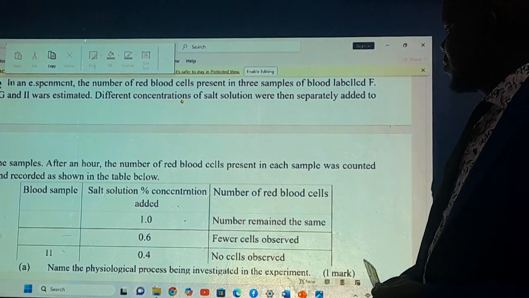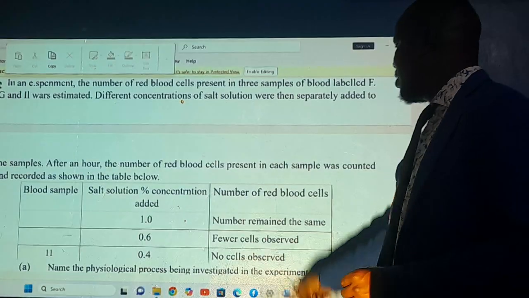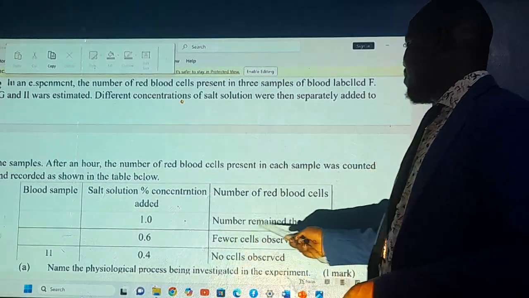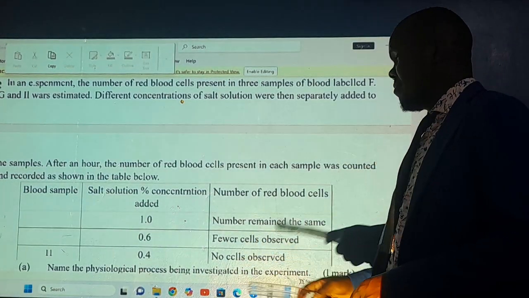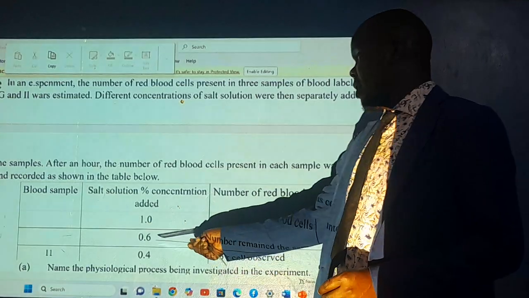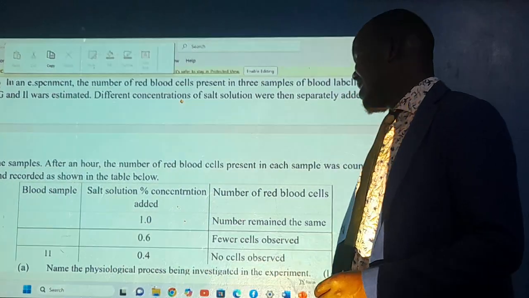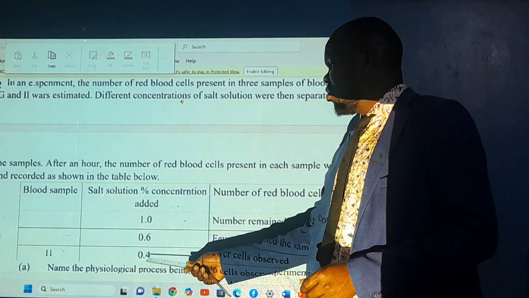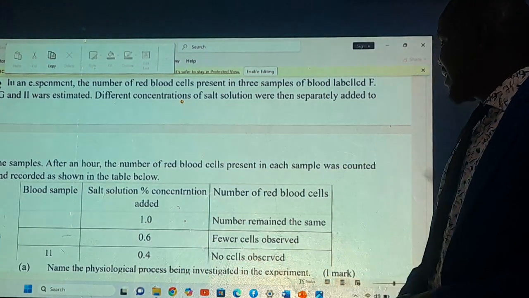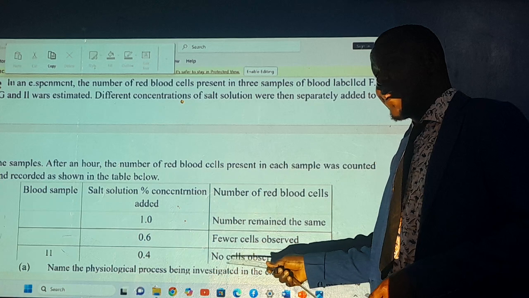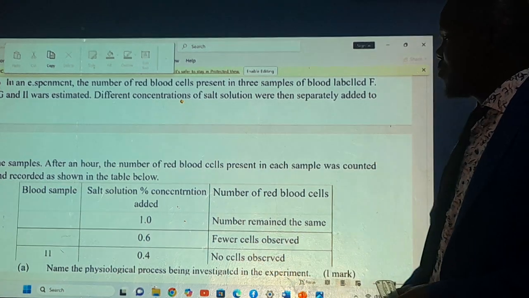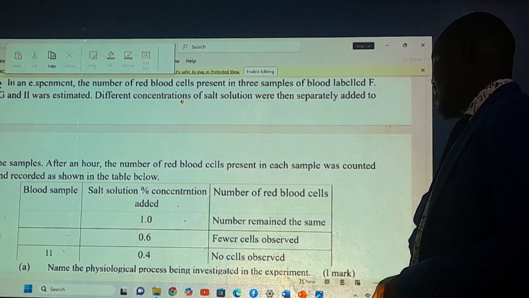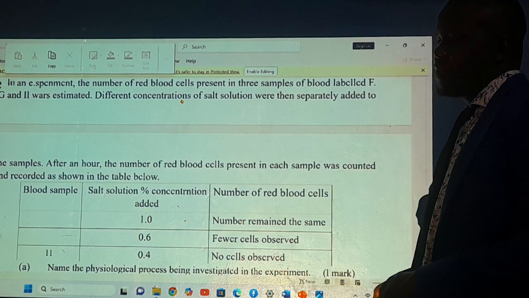Blood sample, you have the concentration of the salt, number of the red blood cells. When you add 1.0%, the number of red blood cells remains the same. When you reduce the concentration to 0.6, there will be fewer cells being observed. Then when you make the concentration 0.4, no cells are observed. Name the physiological process being investigated in the experiment.